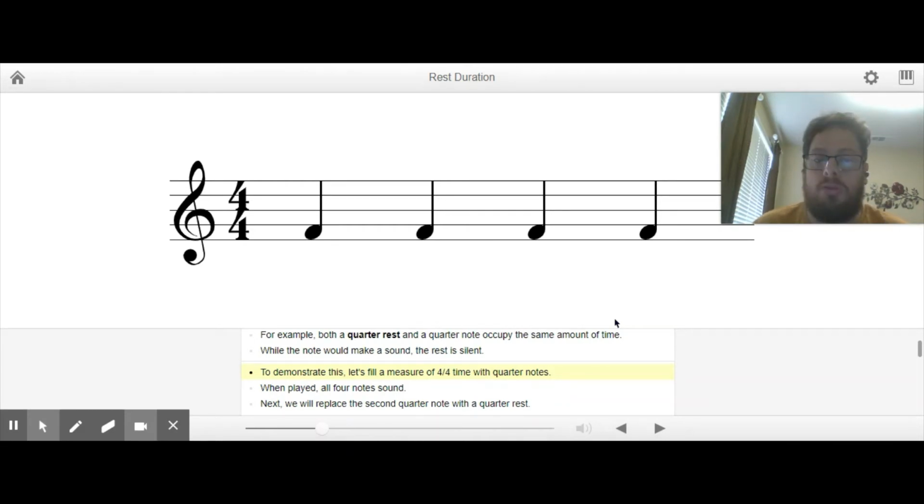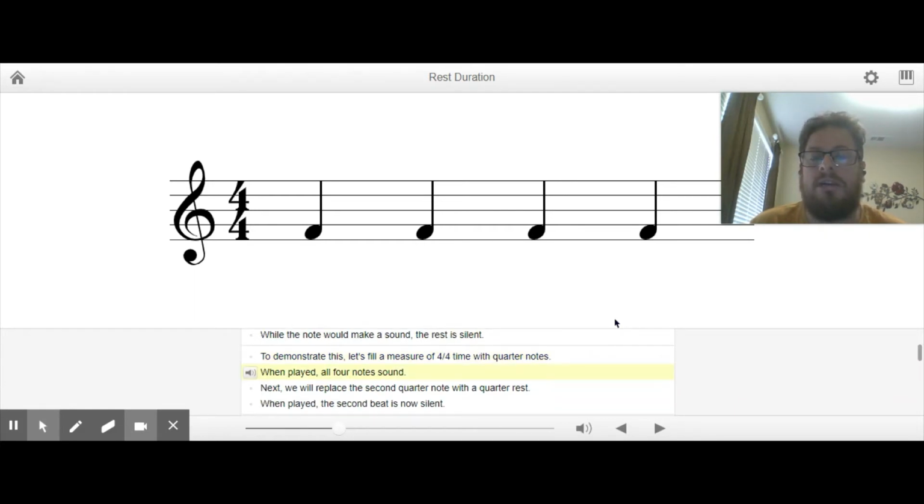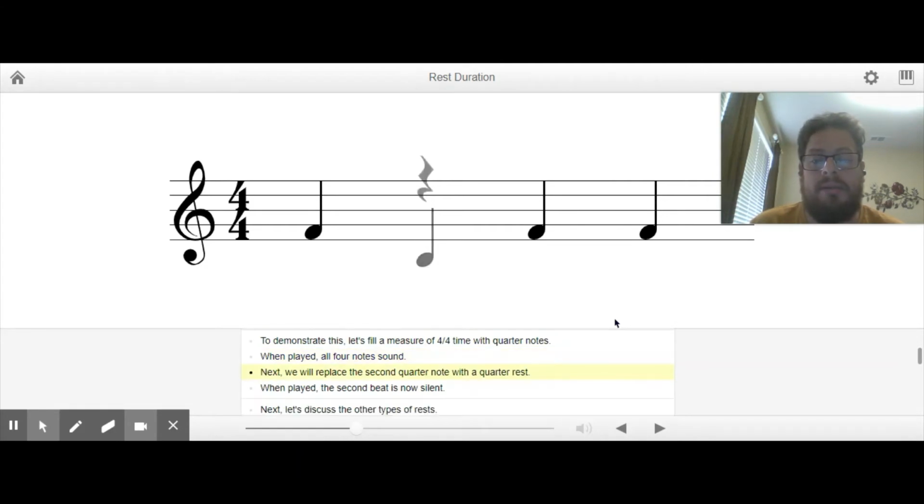To demonstrate this, we're going to have this measure of 4/4 time with quarter notes: 1, 2, 3, 4. When they play, all four notes will sound, so you would hear da, da, da, da. Next, if we took out that second note and replaced it with a quarter note rest, we would now have a quarter note rest in there, and we would have something that sounds like this.